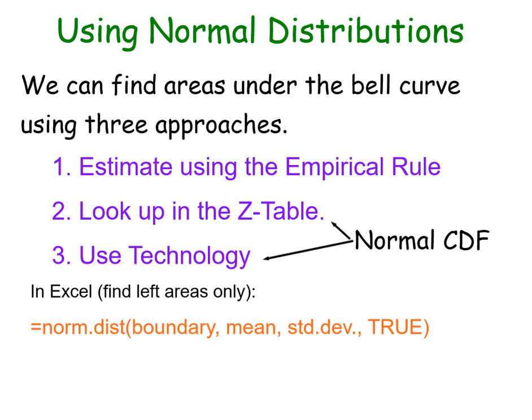In this video, we will do some examples where we find probabilities and find boundaries on the normal bell curve. We will estimate probabilities using the empirical rule. We will look up probabilities in the z-score table, and using technology, we'll use norm.dist, where it's boundary, comma, mean, comma, standard deviation, comma, true for cumulative every time. And the last two approaches here are actually both employing the use of the normal cumulative distribution function, which finds cumulative areas for us under the bell curve.